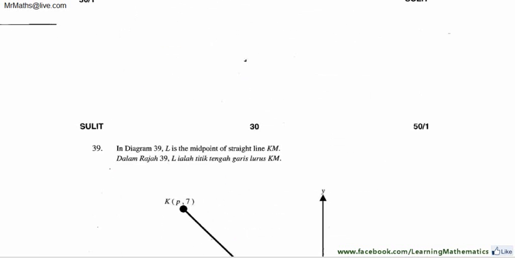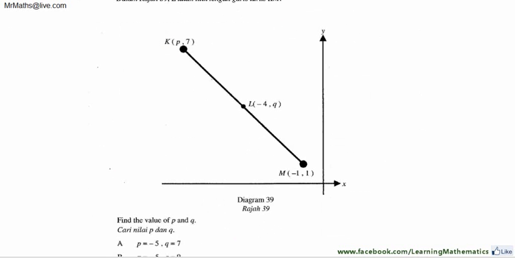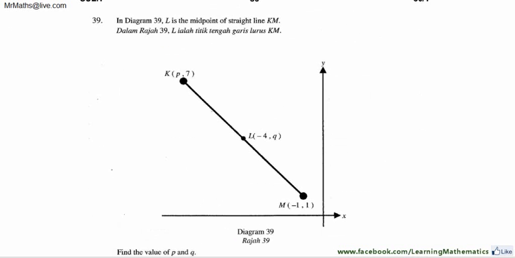Next question, 39. In diagram 39, L is the midpoint of a straight line KM. Find the value of P and Q. What's the formula for midpoint? Midpoint is x1 plus x2 divided by 2, and then y1 plus y2 divided by 2.